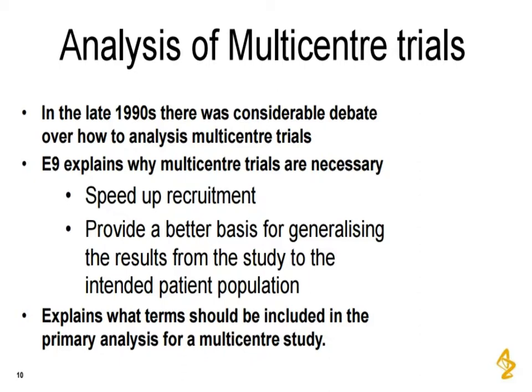When I first started as a regulator, there was a big argument between the FDA and Europe about how to analyze multi-center trials. And again, it was one of the successes of E9 that it brought together the parties from both sides of the Atlantic to come to an agreement on how to analyze them. Everyone agreed the reason why multi-center trials were necessary was to speed up recruitment and provide a better base for generalizing the results of the study. But the guidance document goes into details about how you analyze a multi-center trial. So that's another success story, which now is largely not mentioned as being a technical issue. It's just known this is the way to do it.